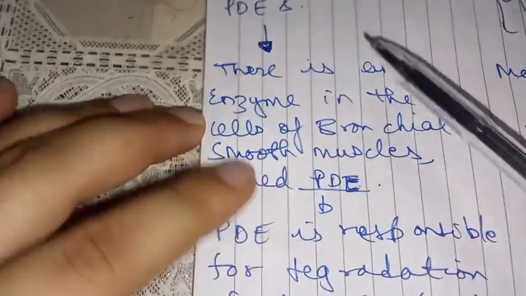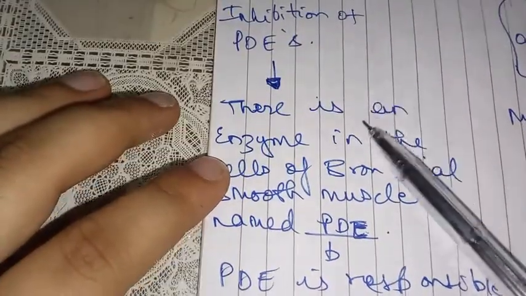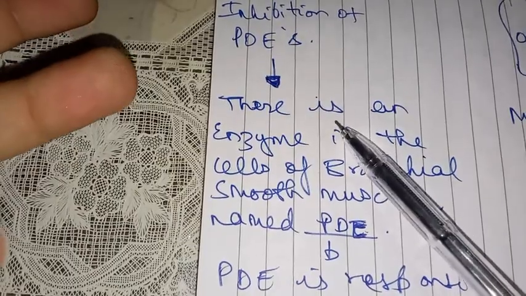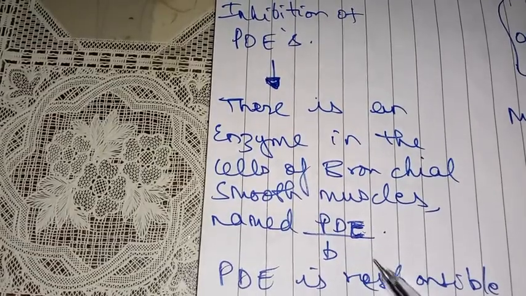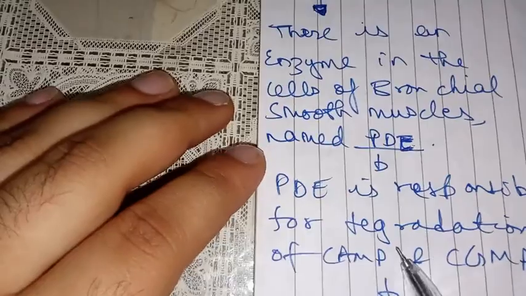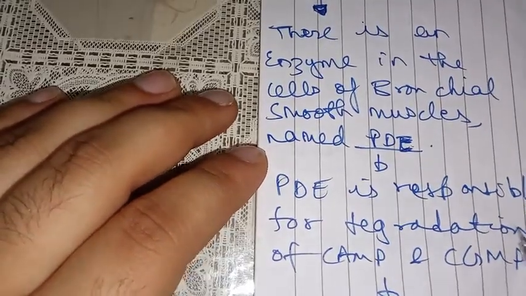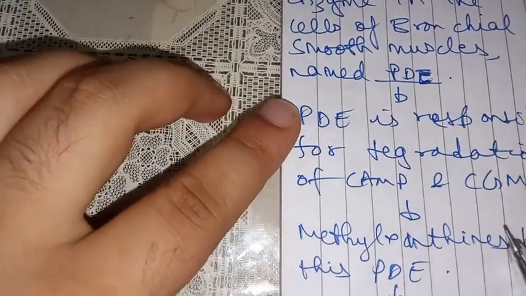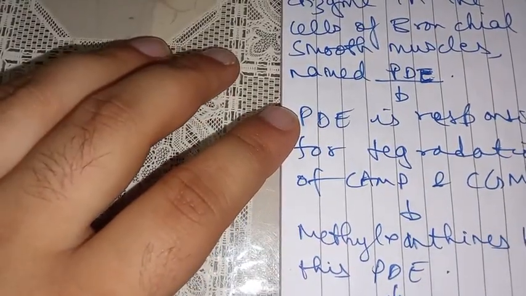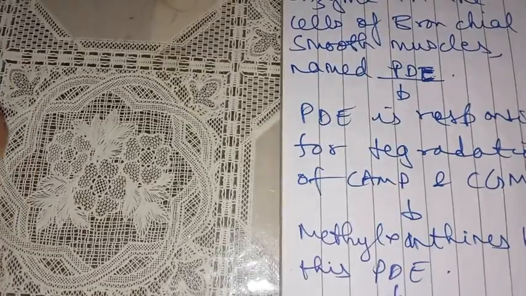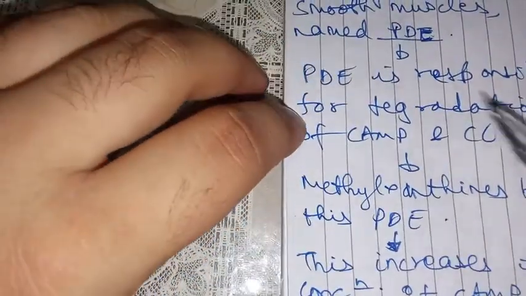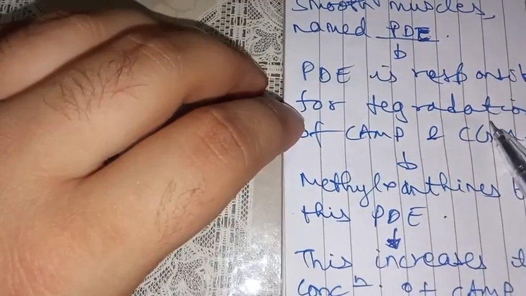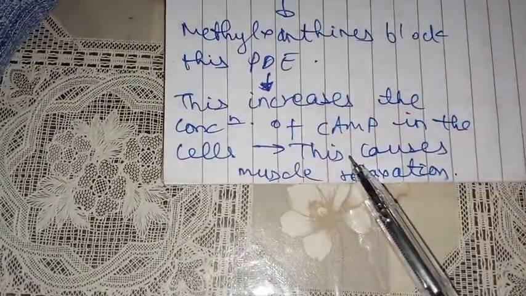So to explain inhibition of PDE, there is an enzyme found in the bronchial smooth muscle called PDE, the phosphodiesterase enzyme. This enzyme is responsible for the degradation of cAMP and cGMP, and these cAMP and cGMP are actually responsible for muscle relaxation. So when methylxanthines are administered, methylxanthine will block the enzyme PDE, so cAMP and cGMP will not be degraded, and this will lead to continuous relaxation of smooth muscle.